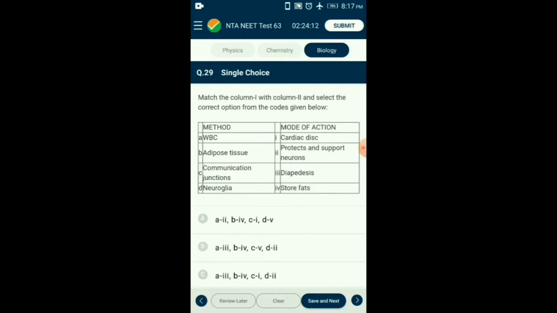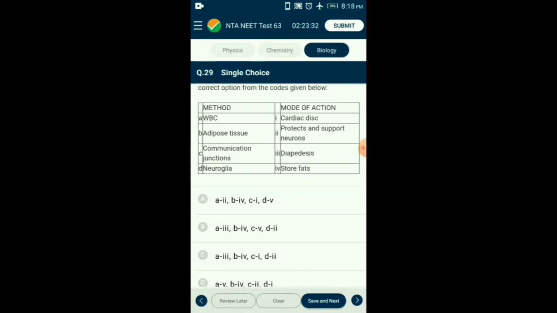Question number 29. Match column 1 with column 2. Select the correct options from the codes given below. White blood cells circulate in the bloodstream, but they can cross the blood capillary to reach infected tissues. This process is called diapedesis. Adipose tissue is composed of a loose collection of specialized cells called adipocytes, which are embedded in collagen fiber. Its main function is storage of lipids.